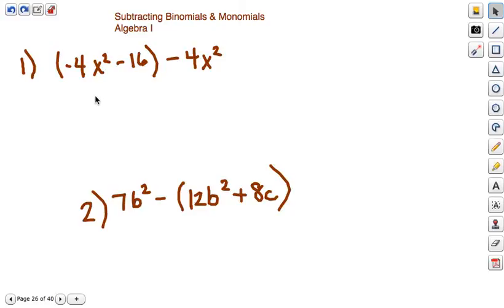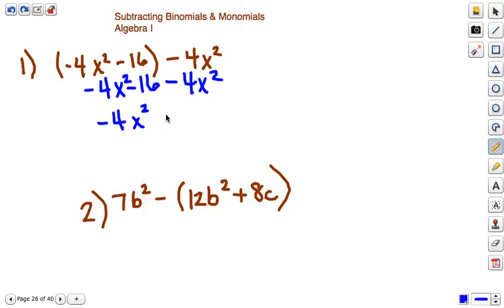So what we want to do to subtract these is first remove the parentheses, and then we want to group by like term. Okay, so we just need to remove the parentheses here. So negative 4x squared minus 16 minus 4x squared. Then we group them by like term. We have 2x squared, so I'm going to group those two together.